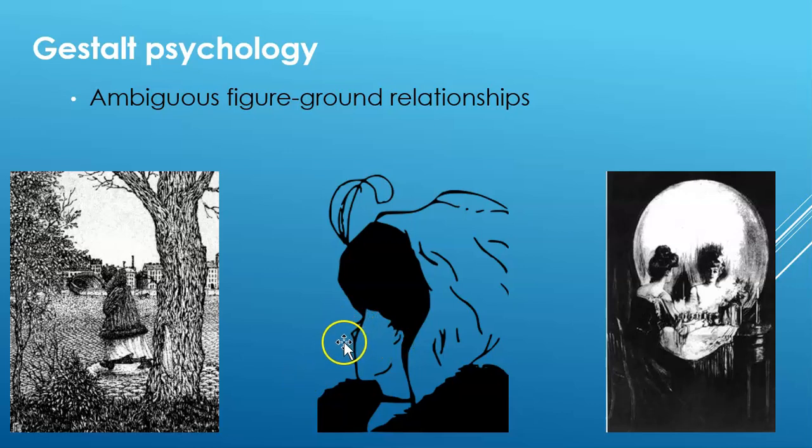Whereas with the young lady, she's looking to the side. So this is her nose, this little thing here. This is her chin, and then her ears are over here. And then this is her neck. So you can see how, based on what you focus on, you'll see different things. And then we've got another example over here of, is this a lady looking in a mirror, or is it a skull?